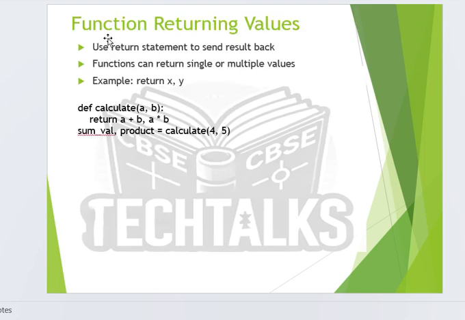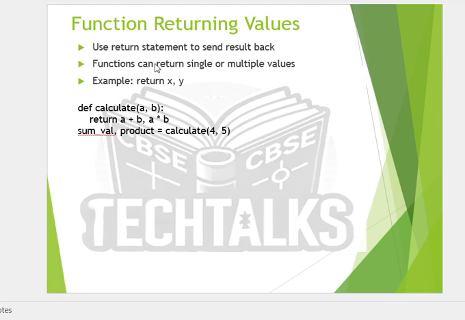Now function returning values. As I just told you, a function in Python may or may not return a value. There are two types of functions in Python on the basis of return type. One is functions returning some values, known as non-void functions or fruitful functions. The second one is functions not returning any value, or you can say void functions or non-fruitful functions.